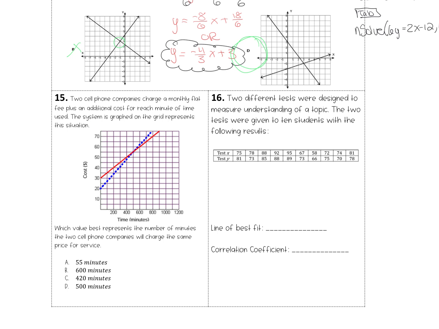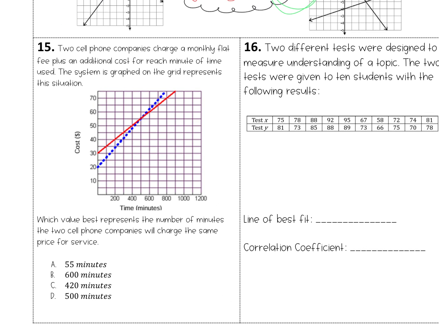Number 15 says that 2 cell phone companies charge a monthly flat fee plus additional costs for each minute of time used. The system is graphed in the grid below. What is the best representation of the number of minutes the 2 cell phone companies will charge the same? That means where they intersect. So here's my intersection, like right here. That looks like 500 minutes.